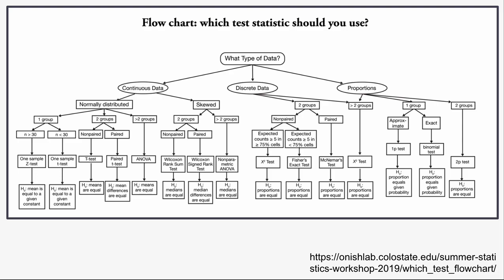So for example, this flowchart, which test statistic should you use? This is what I'm thinking of as statistical thinking, in the sense that you input type of data and output type of analysis. But of course, as statisticians and data analysts, we know that this is not the whole story. In fact, it's really only one small sliver of the data analysis process.